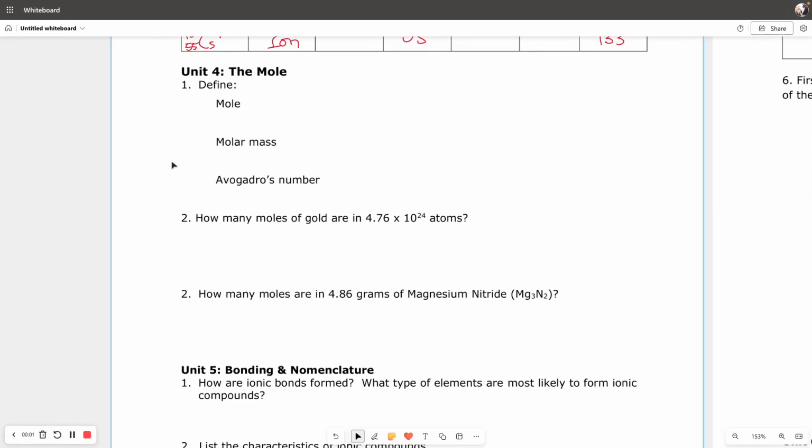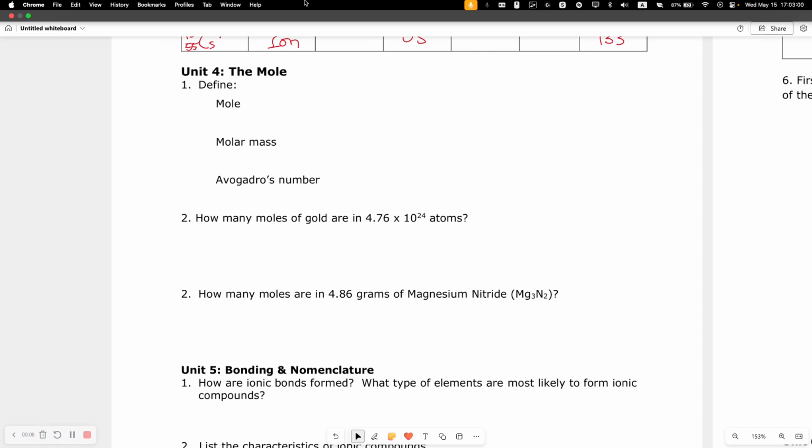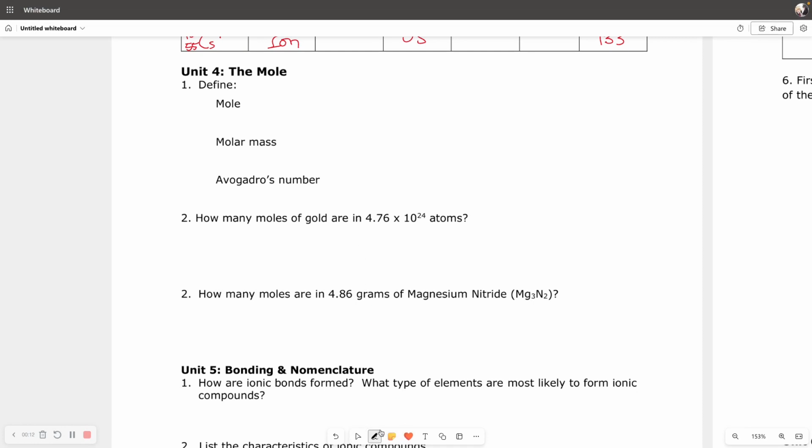All right, let's get started on Unit 4, which is the mole. It's a short unit review. It's probably very quick to go through. Let's start by defining mole. So what is the mole?